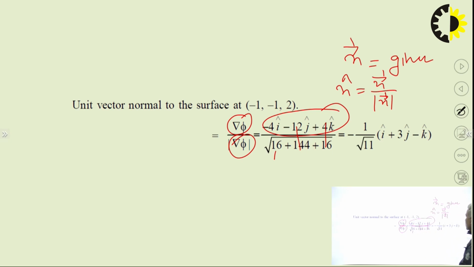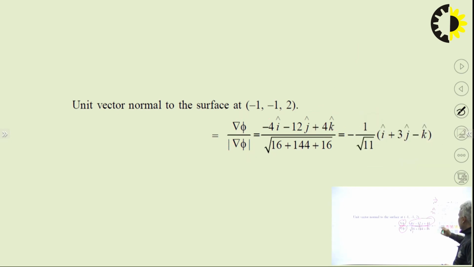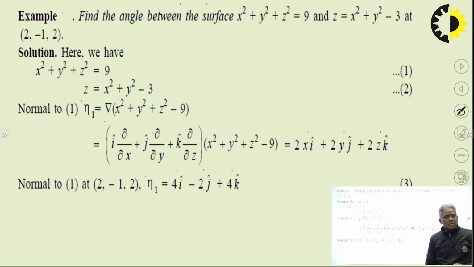So what will be the conclusion here? We see that and calculate the result. In this way we can calculate the value of the unit normal to the surface.